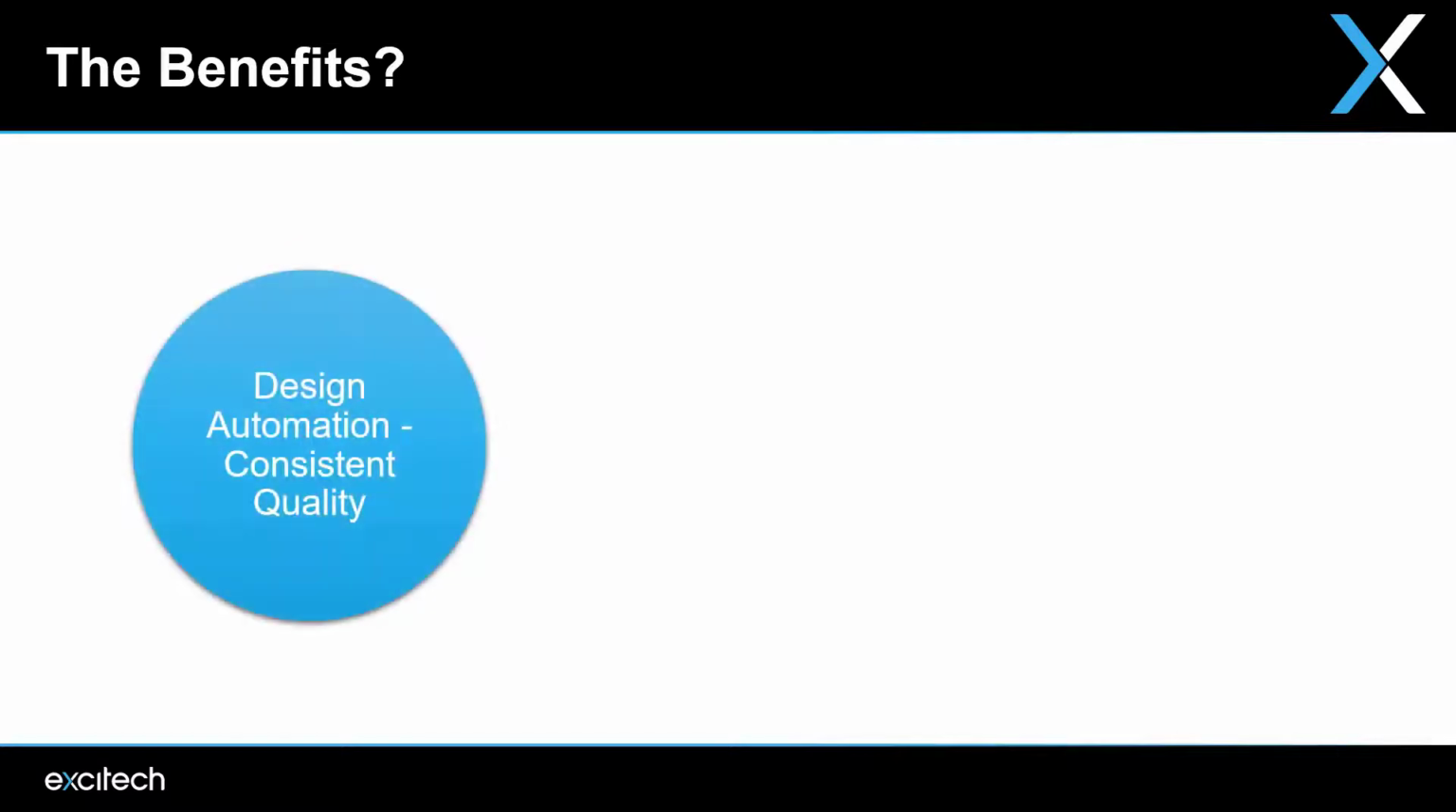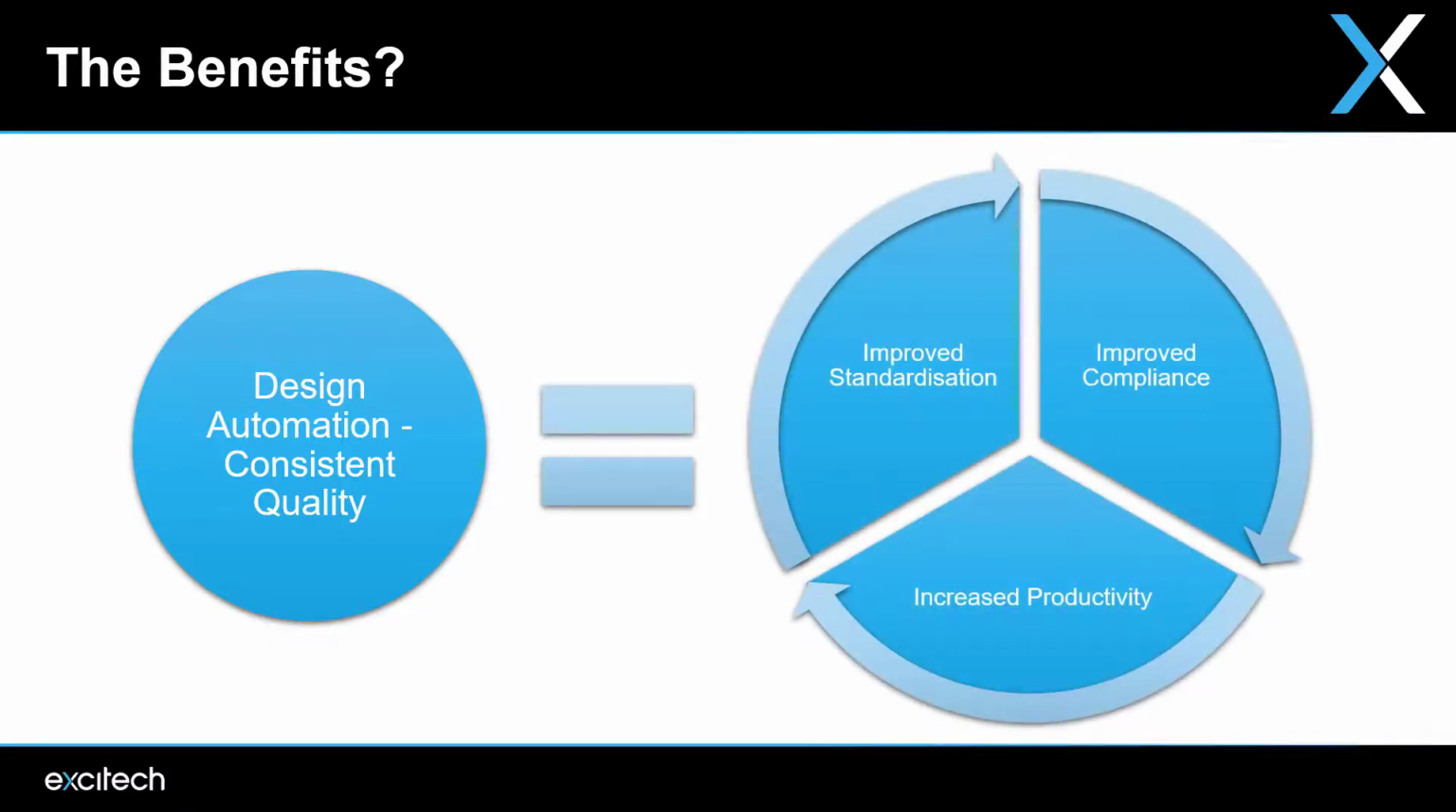So hopefully this video has given you some insight into what we think design automation based around consistent quality means, and introducing some level of this automation within your business can definitely bring lots of benefits, some of which could be improved standardization, improved compliance, and along with that, increased productivity.